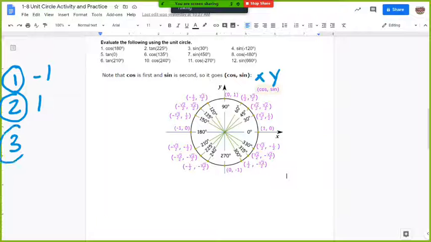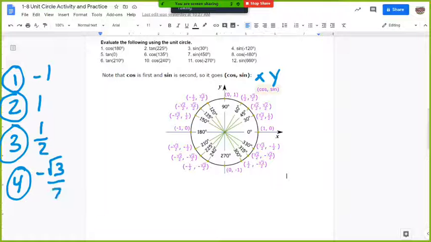Alright, the sine of 30. Because sine is y, we look at the y-coordinate of where that point crosses the unit circle. So it's going to be 1/2. Number 4, the sine of negative 120. Negative 120 would be coterminal with 240, so that would be that angle right there. And since it's sine, we're going to use the y-coordinate. So that's going to be negative root 3 over 2.